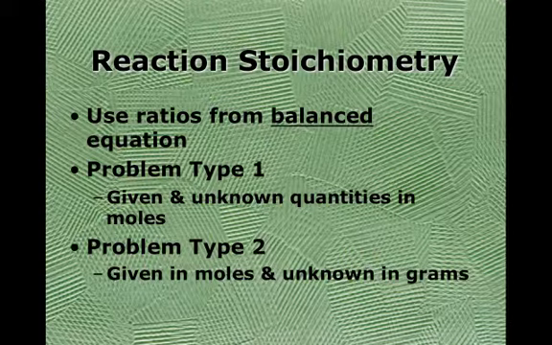We're going to learn about types 1 and 2 today, and then we'll do 3 and 4 tomorrow. But the type 1 is that the given and unknown quantities are in moles. So it might say, like the electrolysis of water is H2O yields H2 plus O2. If you have 2 moles of water, how many moles of oxygen gas would you get? That would be that kind of problem. Problem type 2 is if you had 2 moles of water, how many grams of oxygen do you get? So your unknown is in grams.